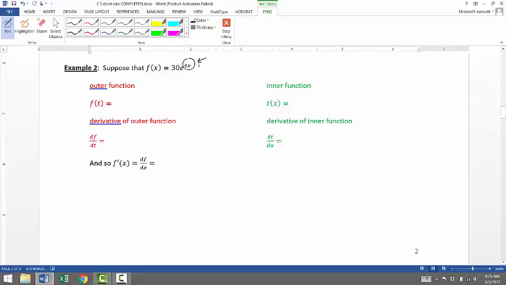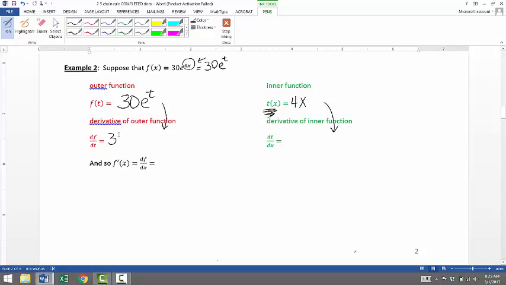That exponent, 4x, is the inner function. So I call 4x that inner function, t of x. Everywhere I see 4x, I can replace it with t. So really, this is 30e to the t, which is our outer function. We then need to find the derivative of the outer and the derivative of the inner.